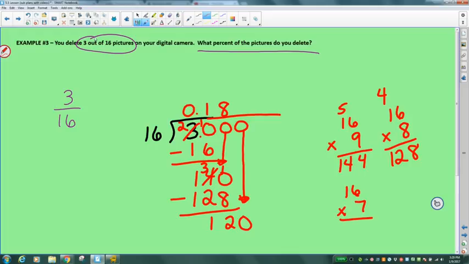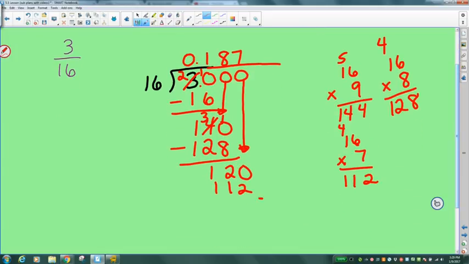So let's go ahead and multiply. 6 times 7 is 42. 7 times 1 plus 4 is 11, so 112. So 7 on the top. I take the difference. 120 minus 112. I get a difference of 8. Add another 0. Bring it down.